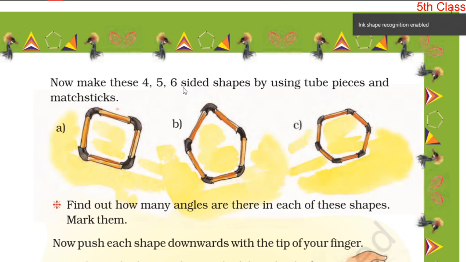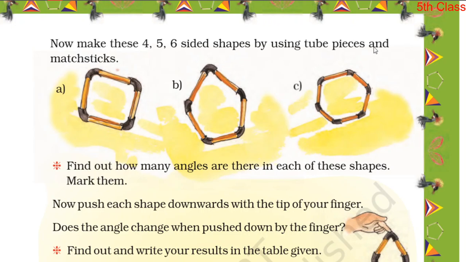Make these 4, 5, 6 sided shapes by using tube pieces and matchsticks. Here 1, 2, 3, 4. By using 4 matchsticks and 4 rubber pieces, he made a square shaped figure. Here, how many sides does this figure have? 1, 2, 3, 4, 5. And figure C is a 1, 2, 3, 4, 5, 6 sided figure.